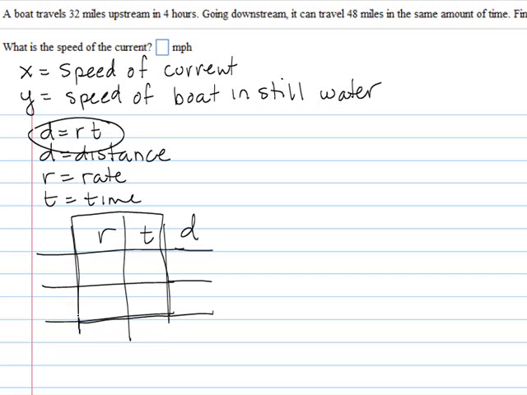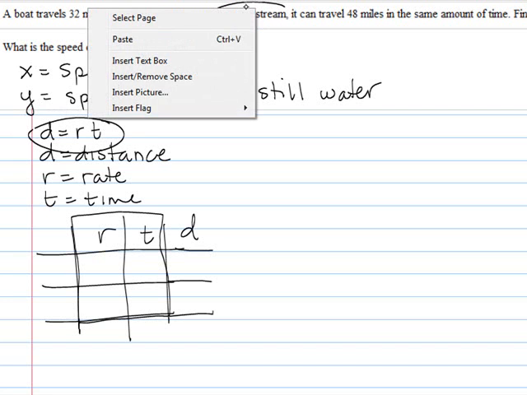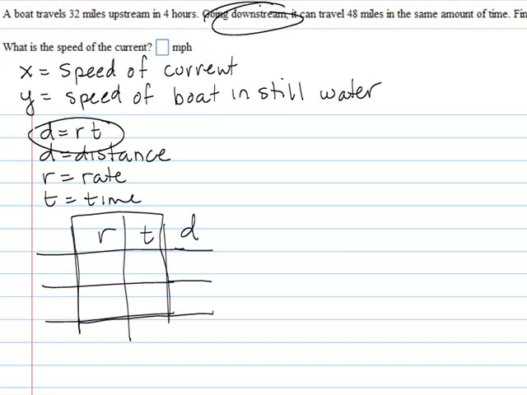Okay, so what things do we have going on here? Well, we have going downstream and upstream. Okay, I can fill out the times. The times are 4. It says it travels in 4. And this one it says the same amount of time. So that's also a 4.